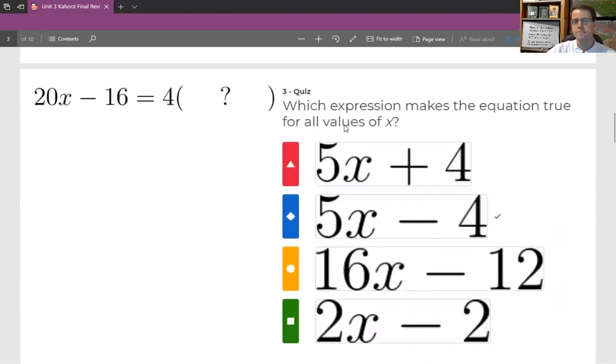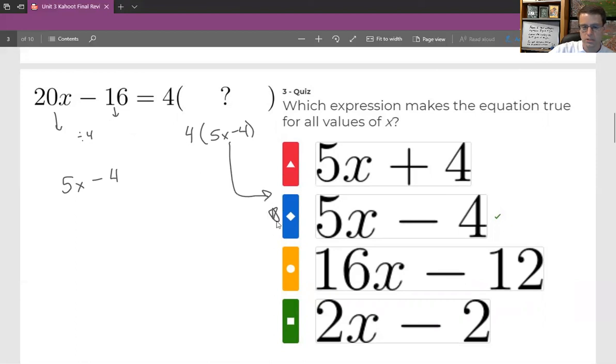Looking at question 3. Which expression makes the equation true for all values of x? Well, we have this 20x minus 16 equals 4 times something. What you're looking to do here is divide out a 4, you're factoring. If I divide both of these pieces by 4, I get 20 divided by 4 is the 5 with the x, minus 16 divided by 4 is 4. So this is equivalent to 4 times 5x minus 4. And so the 5x minus 4 is our solution here.